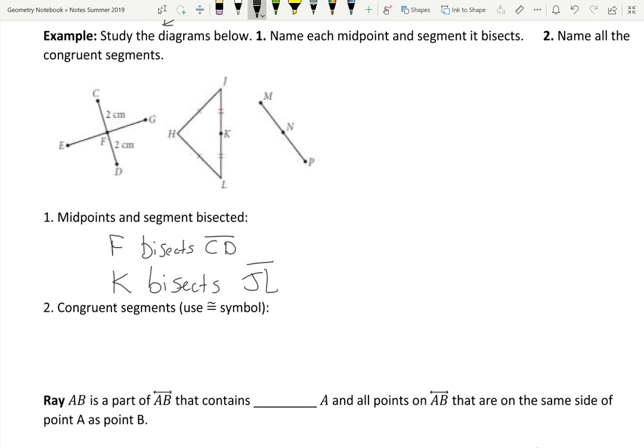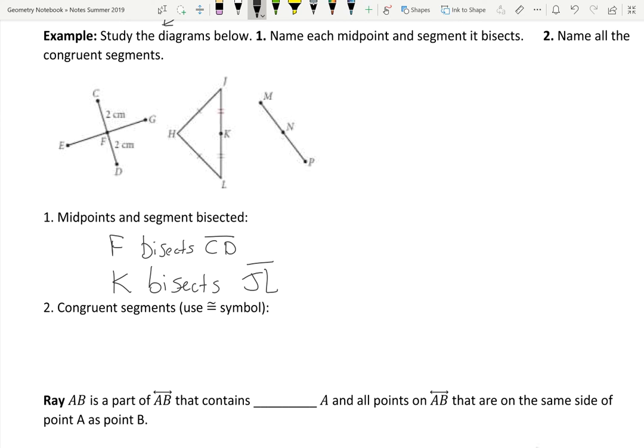Okay, so we have two of them. F bisects CD and K bisects JL. Now it looks like N bisects MP and it looks like F bisects EG, but notice they're not marked. Or in the case of CD, you can see that they labeled those two segments 2 centimeters each, but they haven't marked them. And so in this class and in geometry, we cannot assume they're the same length unless they're clearly marked the same.